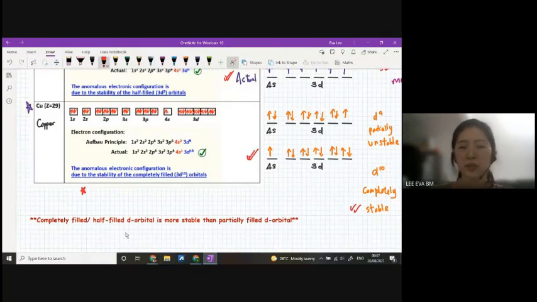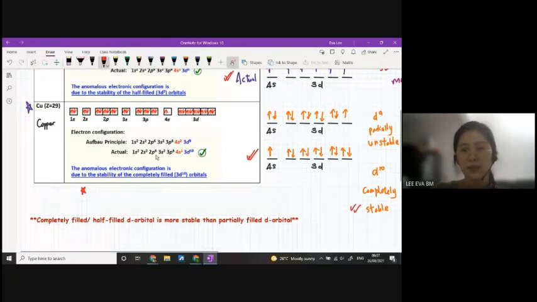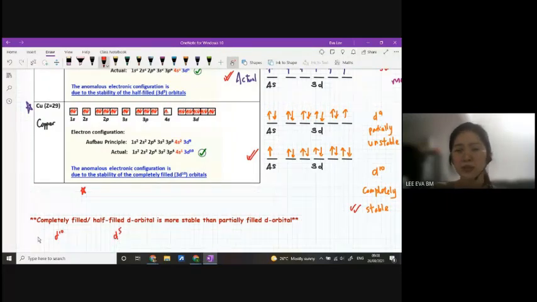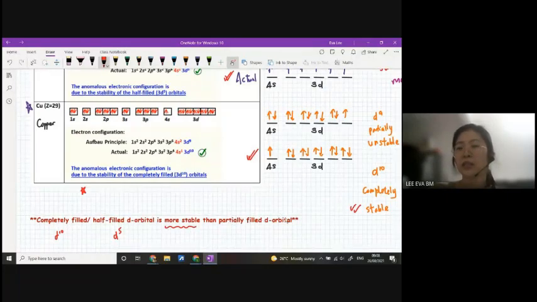Alright, so in conclusion, first thing first, of course, you only remember about chromium and copper, proton number 24, 29. And one more thing for you to summarize from this subtopic is the completely filled or half-filled d orbitals. Completely is d10. Half-filled d orbital is d5. It doesn't matter 3d10, 4d10, 5d10, or 3d5, 4d5, 6d5, as long as it's d5 half-filled or d10 completely filled, it's more stable than the partially filled d orbital.